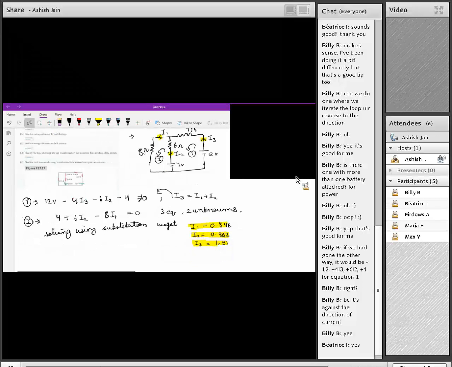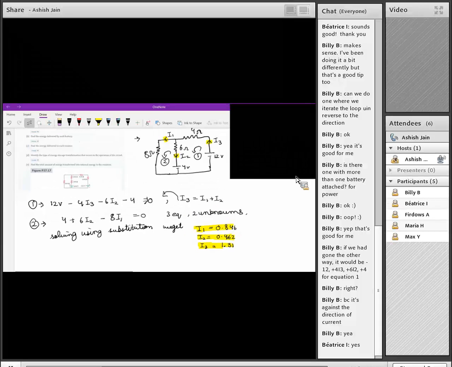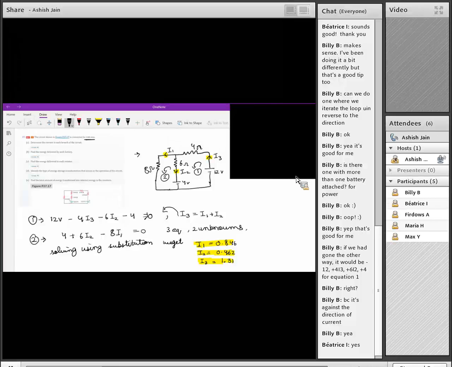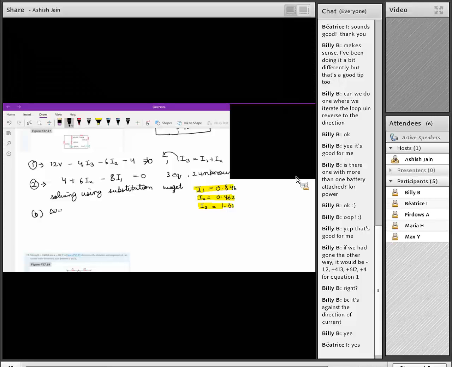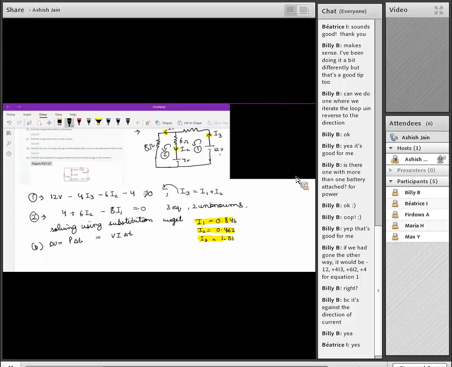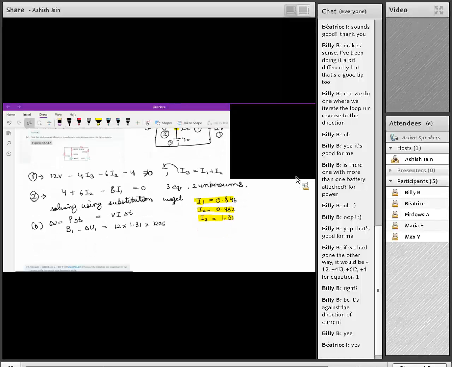Find the energy delivered by each battery. So what is energy? It's also given that the circuit is connected for 2 minutes. Energy is P delta T, power into time. Power is VI, into delta T. So for battery number 1, we call this one 1, this one 2. For battery 1, it is given as 12 into 1.31 into 120. Factor 2 as 4 into.